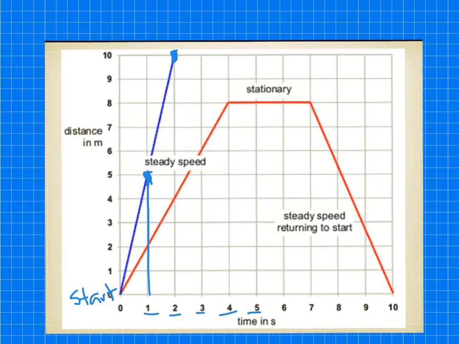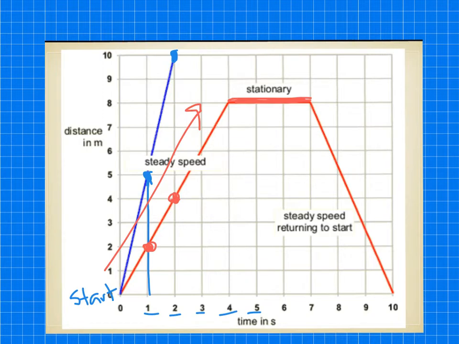Now, if we look at the red line, you're going to notice that they are not moving nearly as fast, because when 1 second goes by, they're actually only 2 meters away. When 2 seconds go by, they're 4 meters away. But regardless, as this line is going up, they're getting farther away from where they started. Okay? Now this straight line right here, it's not going up and it's not going down. So let me come back to that one.